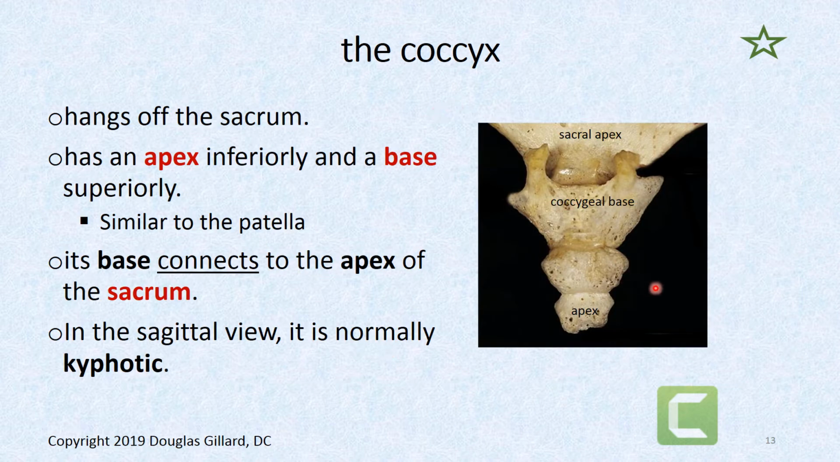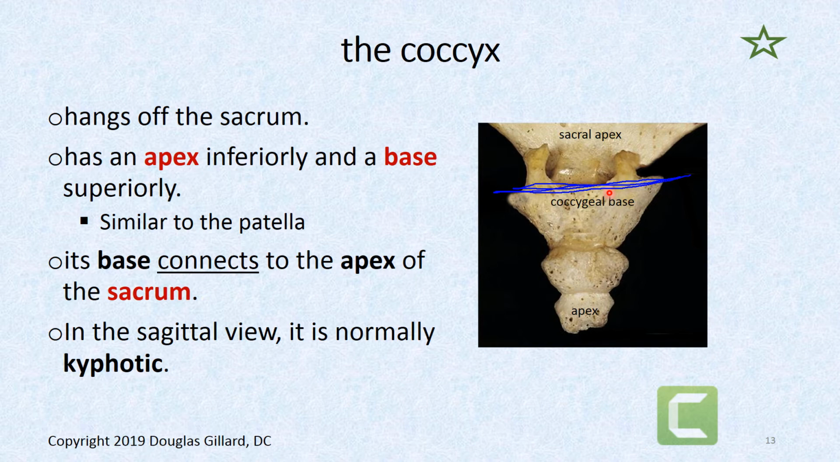All right, here's a view of the coccyx. Notice how there's the tip of the sacrum. It hangs off the sacrum there. It has an apex and a base, just like the patella actually, and just like the sacrum. They all have an apex and a base. Weird thing about all 3 of those bones, the patella, sacrum, and coccyx, the base is up here. Isn't that kind of weird?